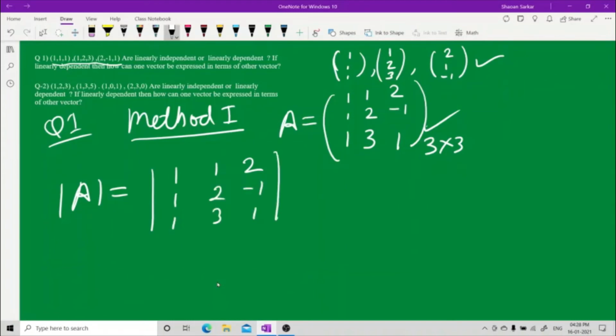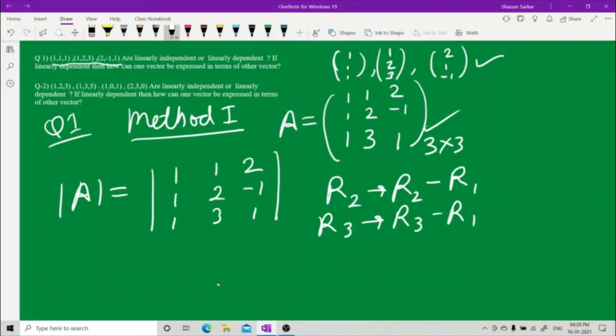Now use row operations. R2 is R2 minus R1, or you can just expand the determinant the way you feel like. I'm doing it this way. R2 minus R1, and R3 is R3 minus R1. Now what you get is this. After these operations, the determinant becomes something like that.